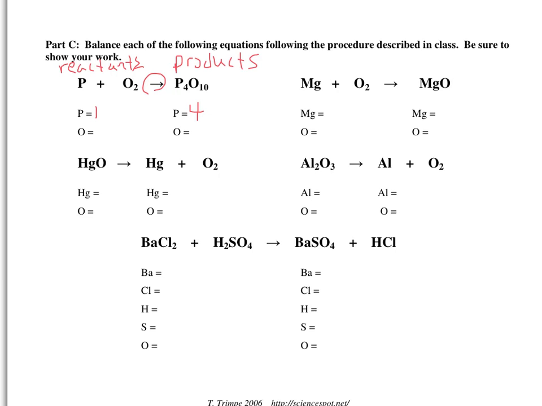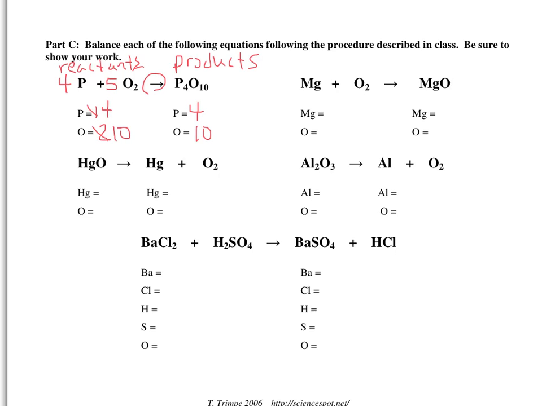Then we have 2 oxygens on this side, 10 on this side. I need to get the same number on both sides. I can't take away any of these that are on the right-hand side. All I can do is multiply or put coefficients on the left-hand side. So if I have 1 and I want to get 4, I'm going to put a coefficient of 4 here because 4 times 1 is 4. If I have 2 and I want to get 10, I'm going to put a coefficient of 5 because 5 times 2 is 10. Once I have the same number on both sides, then I'm finished with my equation. I have it balanced.